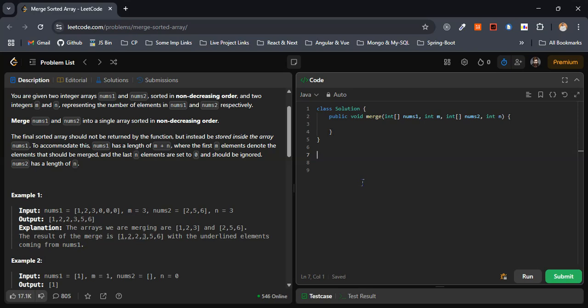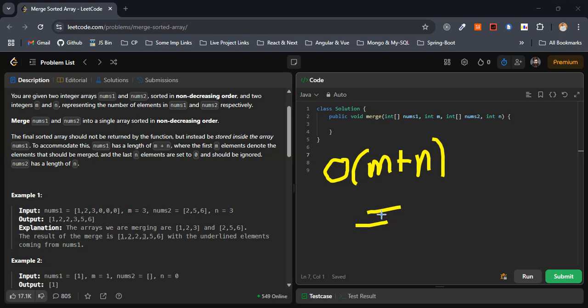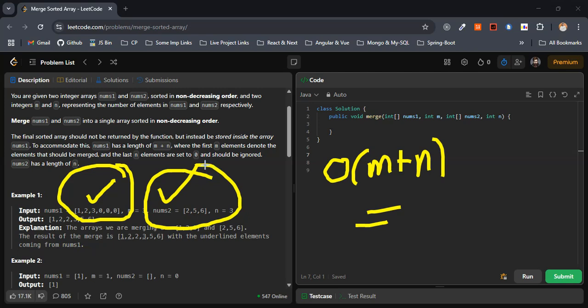So what would be the time complexity accordingly with the approach that we discussed? The time complexity would be, quite obviously, big O of m plus n. It wouldn't be big O of n, it would be big O of m plus n. Why is it m plus n? Because each element in both the arrays, nums1 and nums2, is processed exactly once, right? So the time complexity would be big O of m plus n.